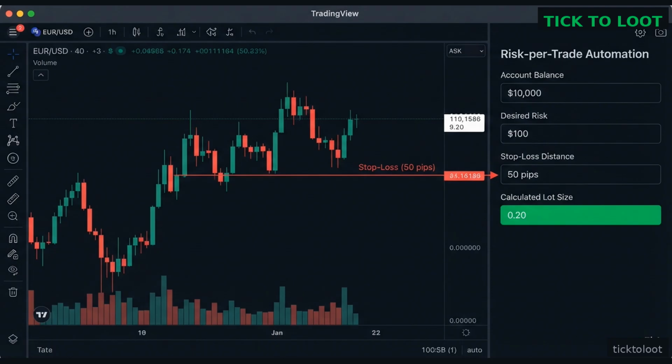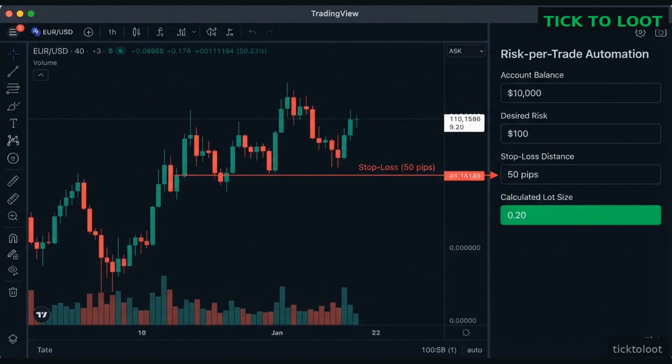When you click the Apply button, the platform automatically fills the order ticket with the correct lot size, so you never have to guess or manually calculate. This eliminates human error, speeds up trade entry, and ensures that each trade follows the same risk rule, no matter how busy the market gets.